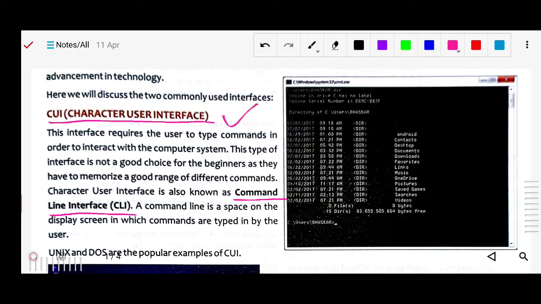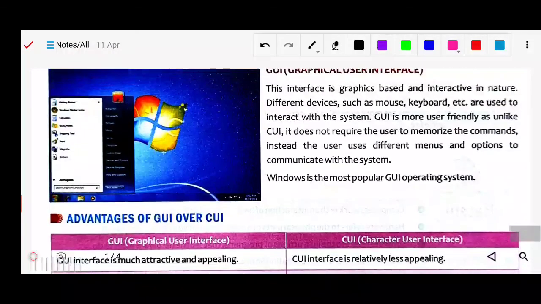This type of interface was called CUI. This interface requires the user to type commands in order to interact with the computer. Whatever you have to do, to close you have to use the close command, to delete you have to use the delete command. Likewise it was there in the CUI.